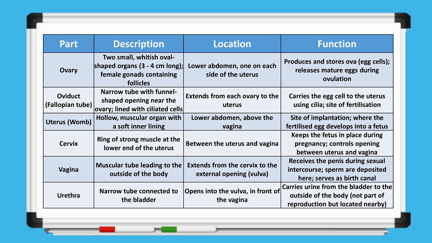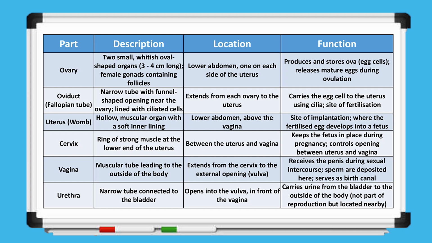baby to pass through. The vagina is a muscular tube that leads from the cervix to the outside of the body. It extends to the external opening known as the vulva. The vagina receives the penis during sexual intercourse and is the place where sperm are deposited. It also serves as the birth canal through which the baby is delivered during childbirth.